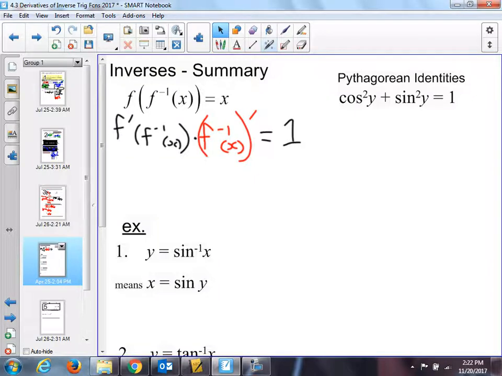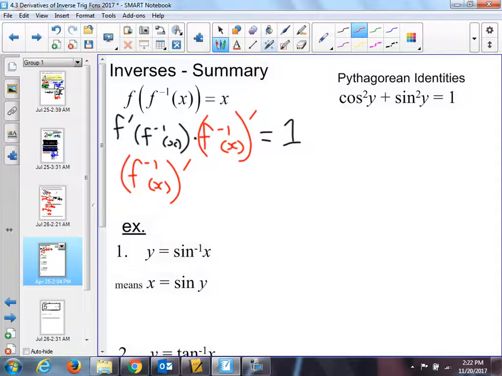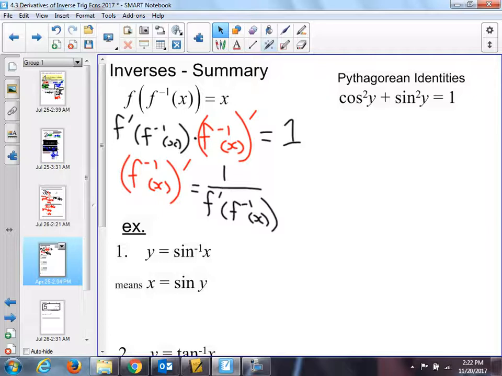Then isolate, because what's the derivative of an inverse? It's equal to 1 over, and then just isolate that. Okay, that's the formula you really need. As long as you know what an inverse is, though, you can come up with that formula, and I can do it quicker than I wrote it down there.